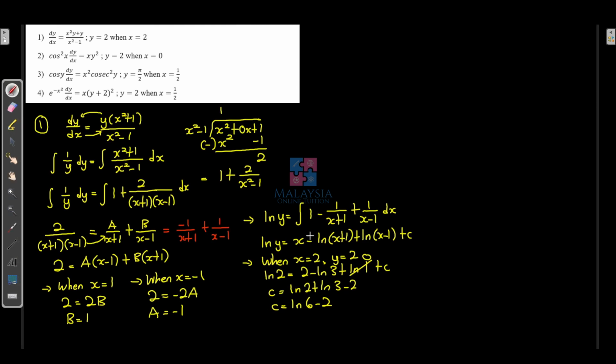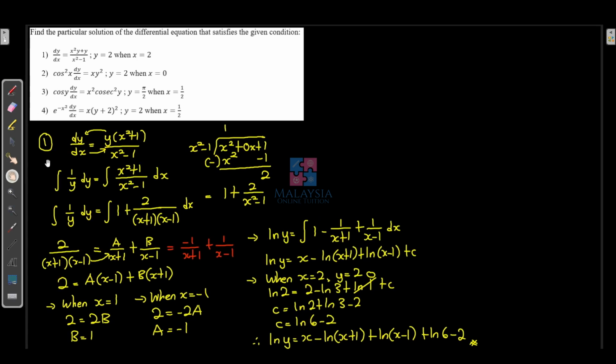Okay, so now for the conclusion, meaning they said we need to find a particular solution, right? For the particular solution, they didn't mention anything about leaving the answer as y in terms of x and so on, so you can just leave the answer like this. So ln y equals x minus ln of x plus 1, and then plus ln of x minus 1, and then plus ln 6 minus 2. Okay, so this is the particular solution for this differential equation. Okay, so that's all for question part 1.